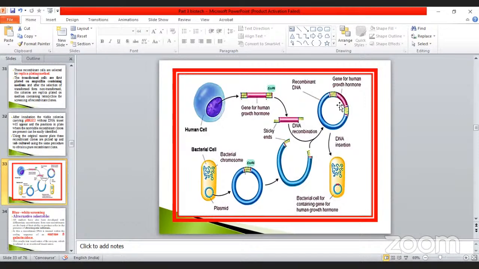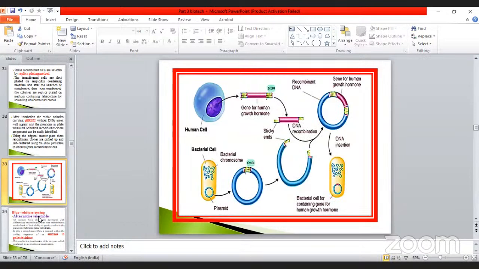After that, it is inserted into the host. Finally, the growth hormone containing gene undergoes the replication process. It will happen inside the host cell. So finally, these plasmids contain the human genome, the human growth hormone. That is the important thing, my dear.